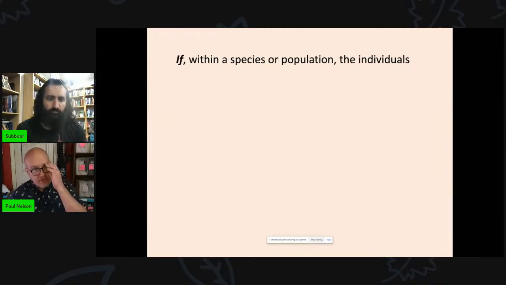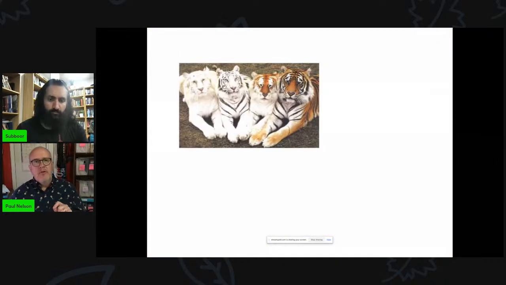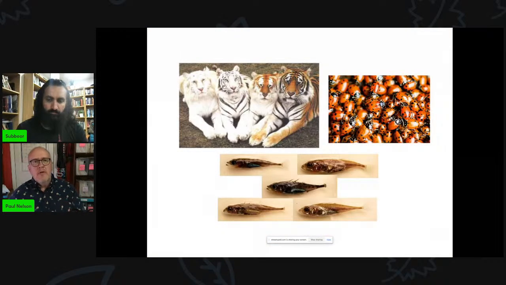So natural selection, in the formulation that I'll use, is expressed as a conditional. If, which is a logical marker of a conditional, 3 conditions are satisfied. First is variation. There need to be differences in a population of organisms. So here we have some tigers, some stickleback fishes, some ladybugs. Just from visual inspection, you can see that there are differences among these members of these populations.